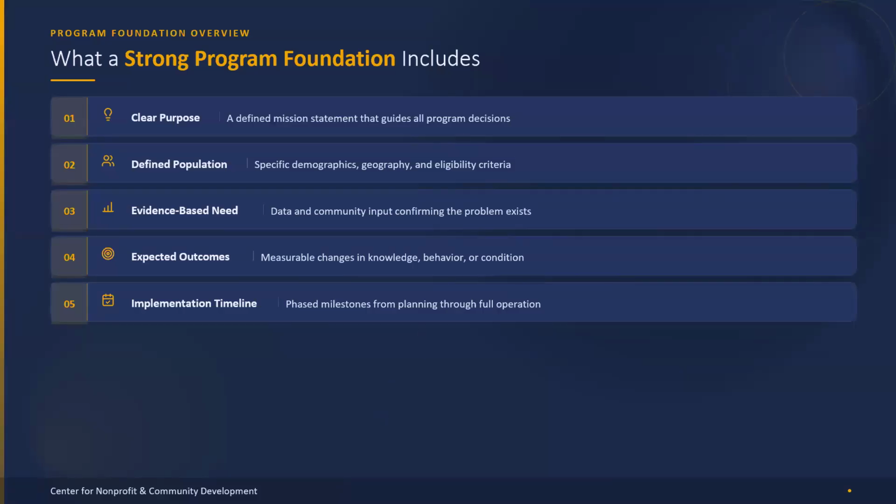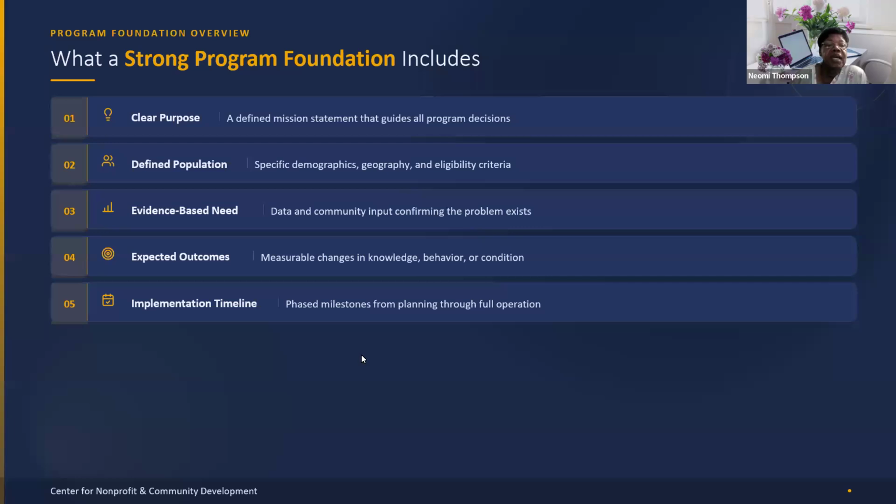Okay, do me the honor of reading what you see. What a strong program foundation includes: clear purpose, a defined mission statement that guides our program decisions; defined population, specific demographic, geographic, and eligibility criteria; evidence-based need, data and community input confirming the problem exists; exact outcomes, measurable changes in knowledge, behavior and condition; implementation timeline, phase milestones planned through full operation.